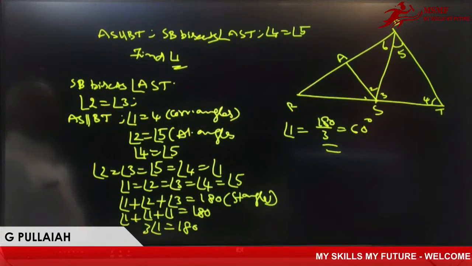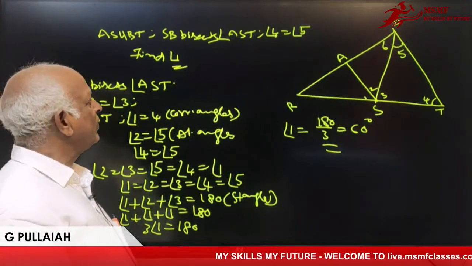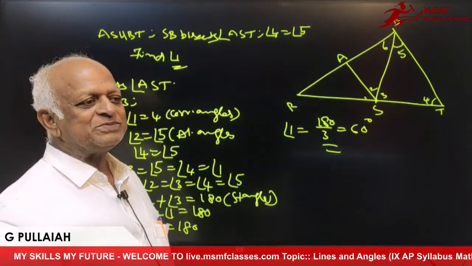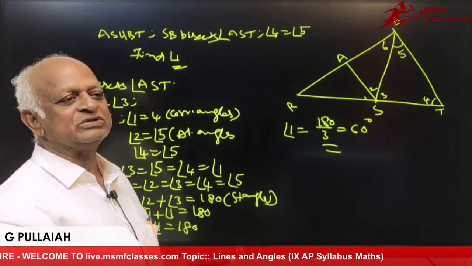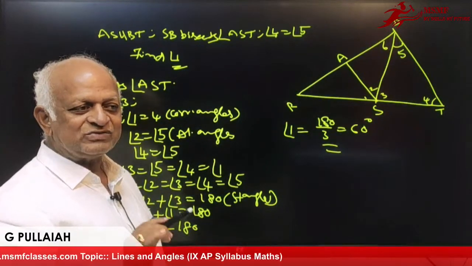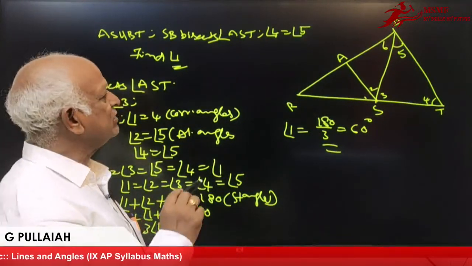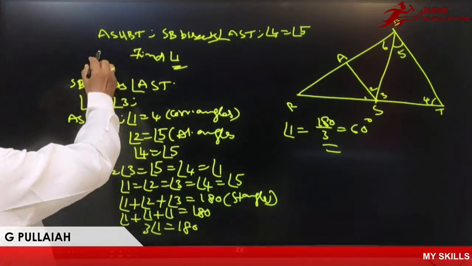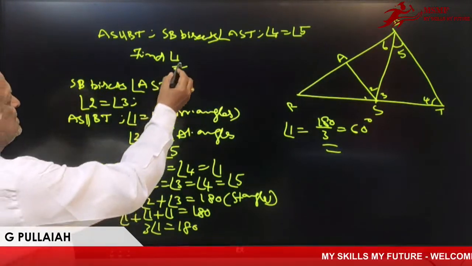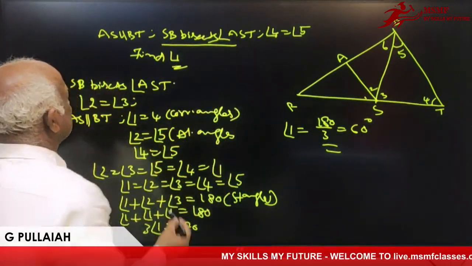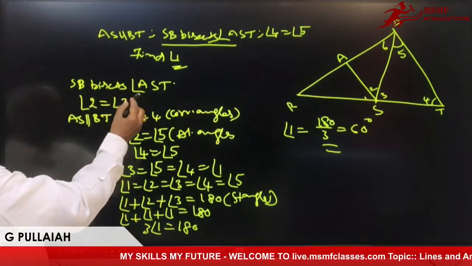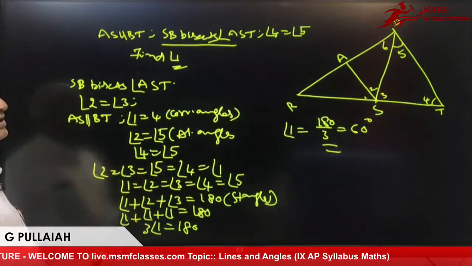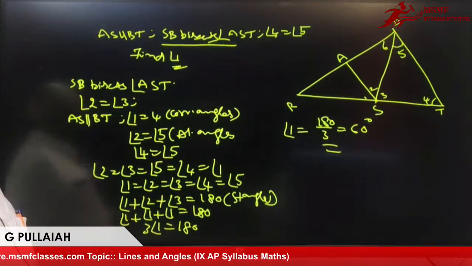So think very carefully. What my idea is this: from every given point, we must be in a position to arrive at one conclusion or one point. This is very, very important in solving the problems. Every given point, I have taken. SB bisects angle AST, I have taken this concept. Taking this, observe very carefully, we can say angle 2 is equal to angle 3. We arrive at one concept.